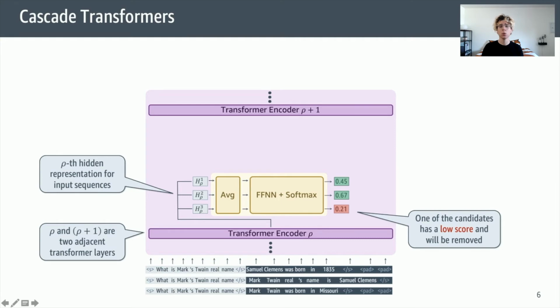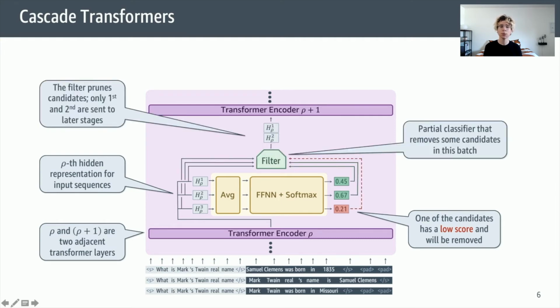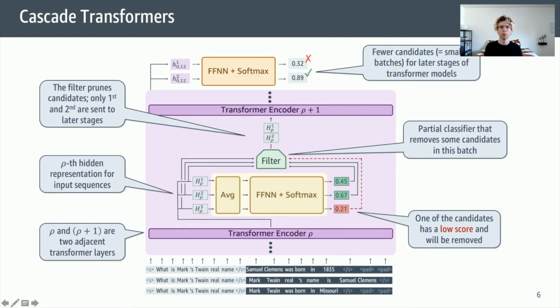Then candidates with low score can be dropped from the batch, and only the candidates with high scores are passed to the subsequent transformer layers. So each layer, in this case after the partial classifier, has to process a smaller batch than what the initial layers of the transformer have to process. Then we proceed as with any other candidates. We obtain hidden representation for these candidates, pass them through a softmax, obtain a probability score for each of these candidates, and then pick the one with the highest score.